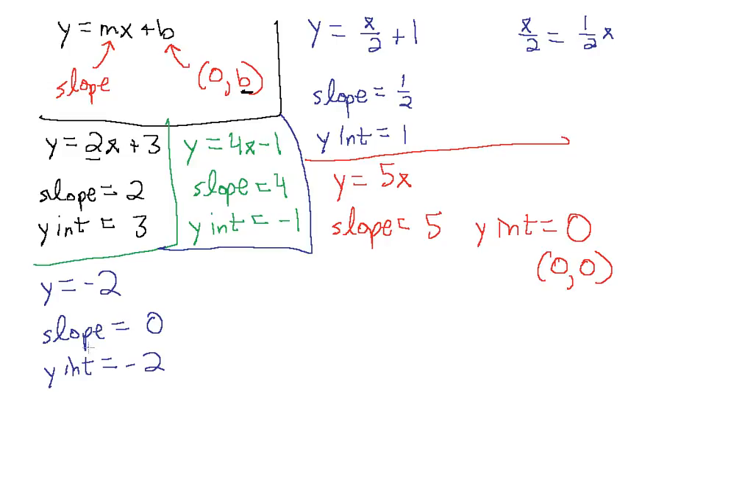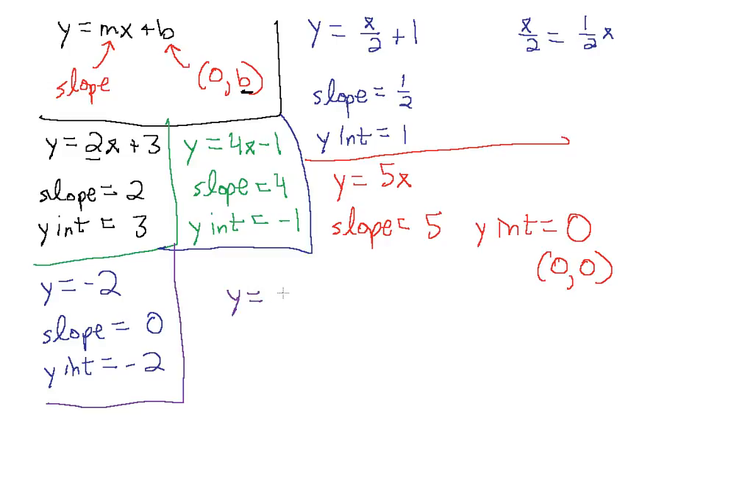Okay, now a slope of 0 tells us that we have a horizontal line. So if we graph this, we'd actually have a horizontal line running through minus 2 on the y-axis. Okay, so just little things like that actually help us get a better idea of what we're working with.